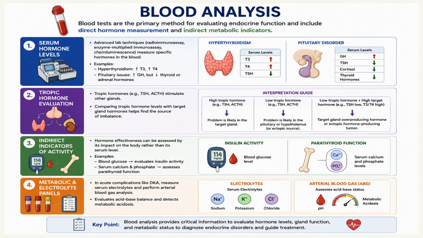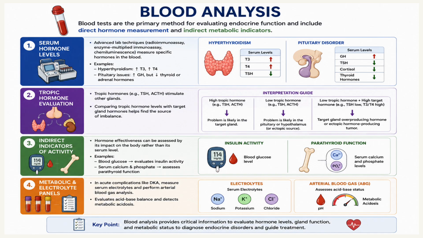Similarly, abnormalities in growth hormone and thyroid hormones or adrenal hormones can help identify disorders involving the pituitary gland. See, this is why I mentioned it's really important for us to remember which gland produces which hormone. So if we see that, hey, the growth hormone is deficient or it's abnormal or T3 and T4 are abnormal, then we kind of know, okay, which gland is going bad, right? Which gland is not doing its job.